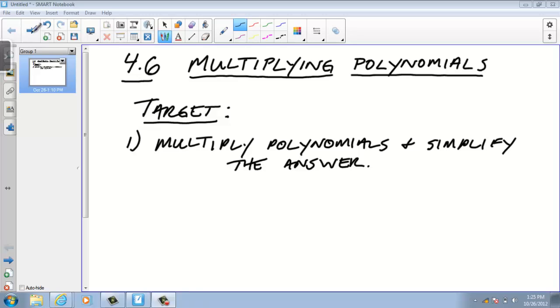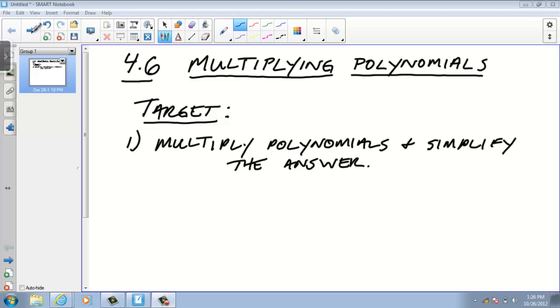So here we are in section 4.6, which is on multiplying polynomials. Think about what we've done up to this point. We've added and subtracted polynomials. We've multiplied monomials with monomials. And then we learned how to multiply monomials with polynomials. So now we're ready to multiply polynomials with other polynomials.